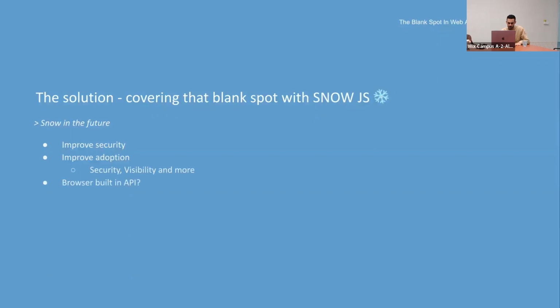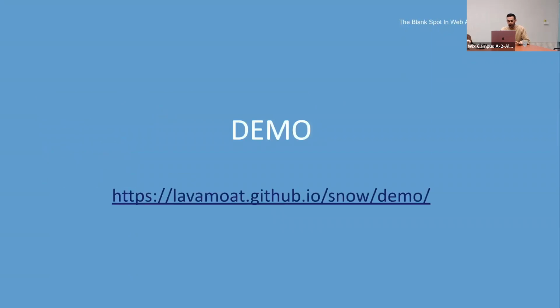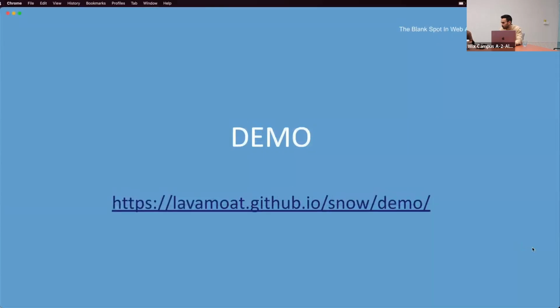We're also trying to convince people that this should be a built-in API in the browser, because I truly believe that applications should have power over the same origin realms that are being created within their runtime. I think it's only fair. And that's pretty much it. I think before wrapping up, I would like to show you a quick demo of how Snow actually functions. Hopefully it'll work.